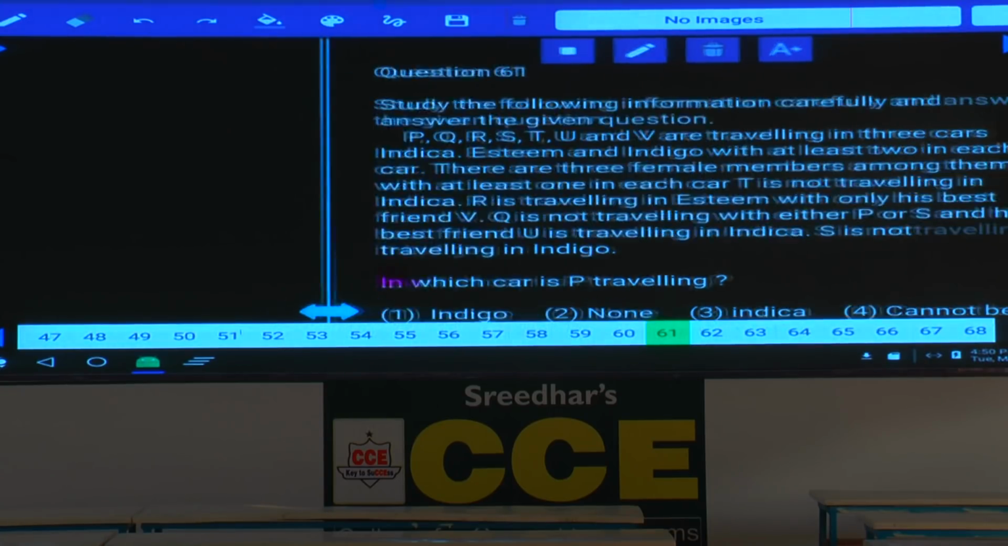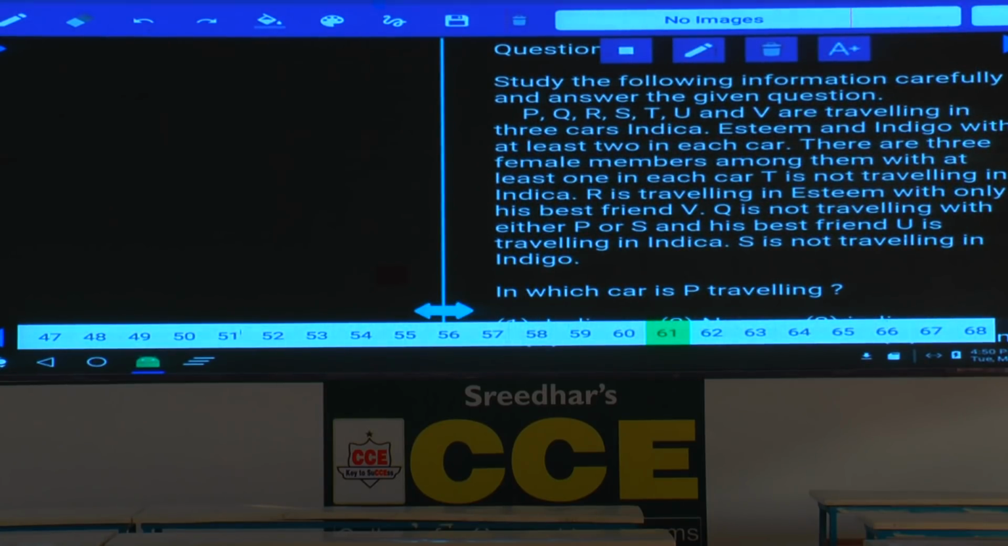And it's again based on a small puzzle. P, Q, R, S, T, U and V are the 7 persons traveling in 3 different cars, Indica, Esteem and Indigo, with at least 2 in each car. There are 3 female members among them, with at least 1 in each car. And how many persons are there? 7 persons. And how many cars are there? There are only 3 cars.